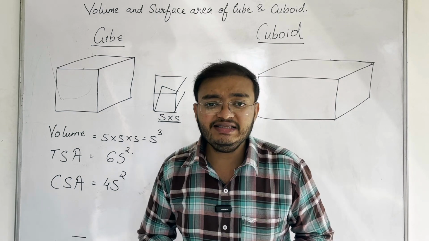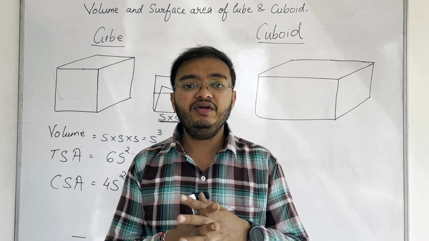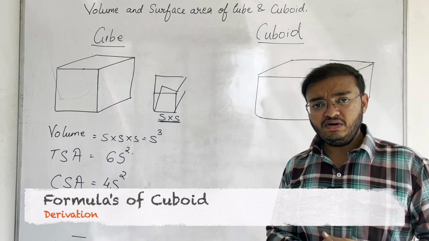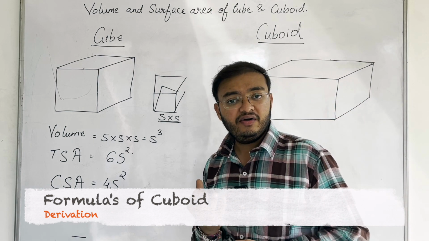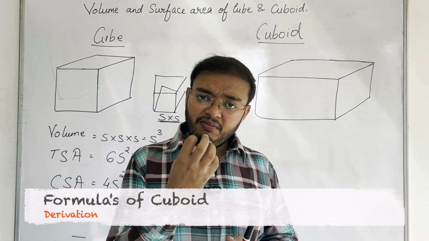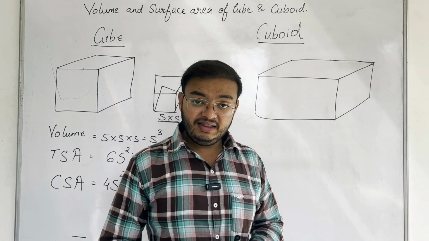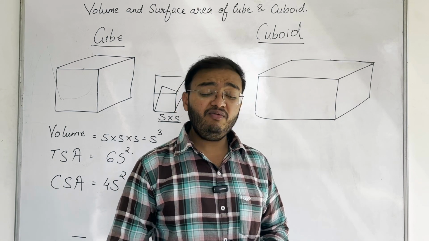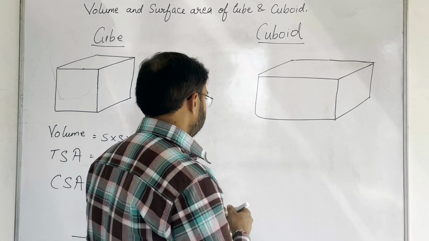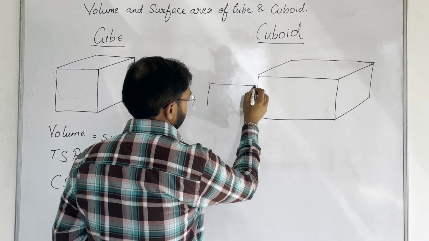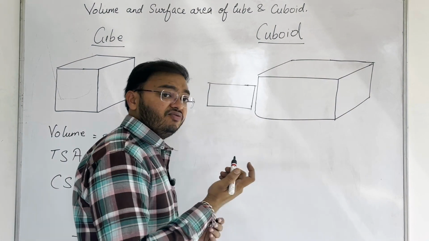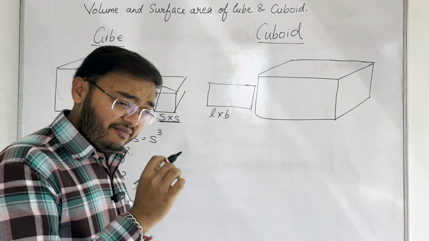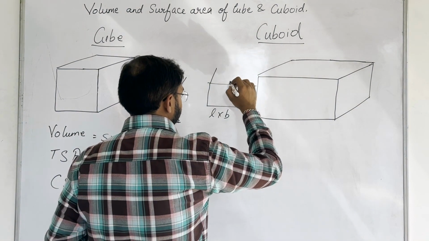Same way, let's look at the formulas of cuboid. A cuboid is also a 3D figure of a rectangle. Now, whenever we talk about a cuboid, it is generated from a rectangle. And what's the area of a rectangle? We know that this is a rectangle. Then the area of the rectangle is length into breadth.